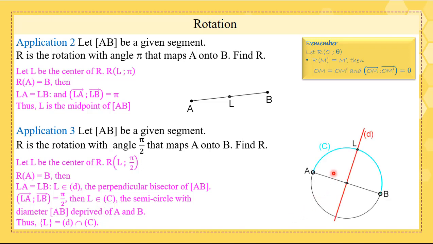Now to understand well, let us see this figure. Here we have LA is equal to LB and the angle between LA vector and LB vector is equal to pi over 2. Then L is the intersection of D and C. Now why does L not move on the whole circle? Since if we take L in this position here, then the angle between LA vector and LB vector is equal to minus pi over 2, which is not true since R is a rotation of angle pi over 2.